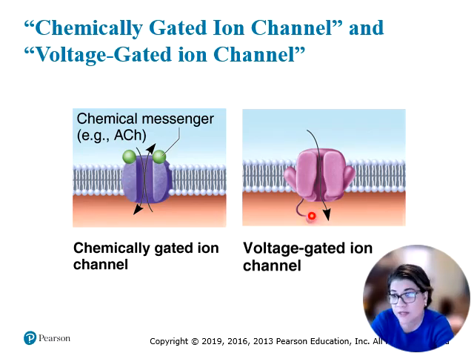A voltage gated channel, when there is a certain voltage inside the cell, this little plug is going to come off. This channel is going to change shape, and then stuff is going to come in. Okay, so those are like two players that help this whole nerve impulse thing happen.